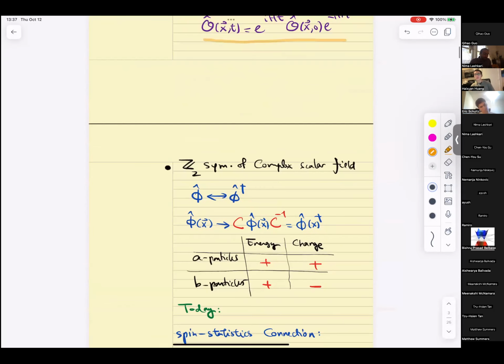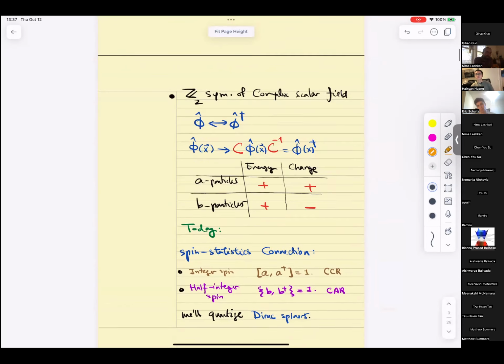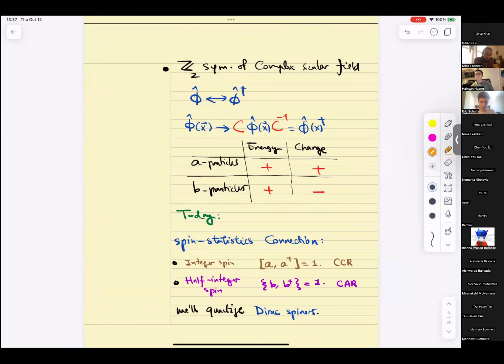We also, in the last lecture, talked about a Z2 symmetry of the complex scalar field. It is the symmetry that swaps phi and phi dagger. If you recall from the Lagrangian density or action, the action was explicitly symmetric under this because it had phi dagger. Now, from Wigner's theorem, it follows that any symmetry of quantum field theory will have to be represented as a unitary or anti-unitary on the Hilbert space. So this is going to be represented as a unitary.